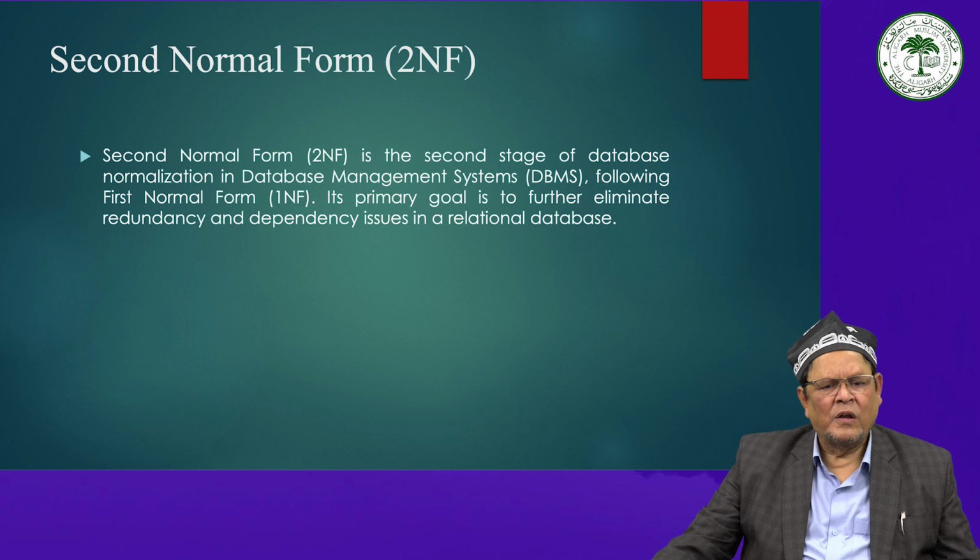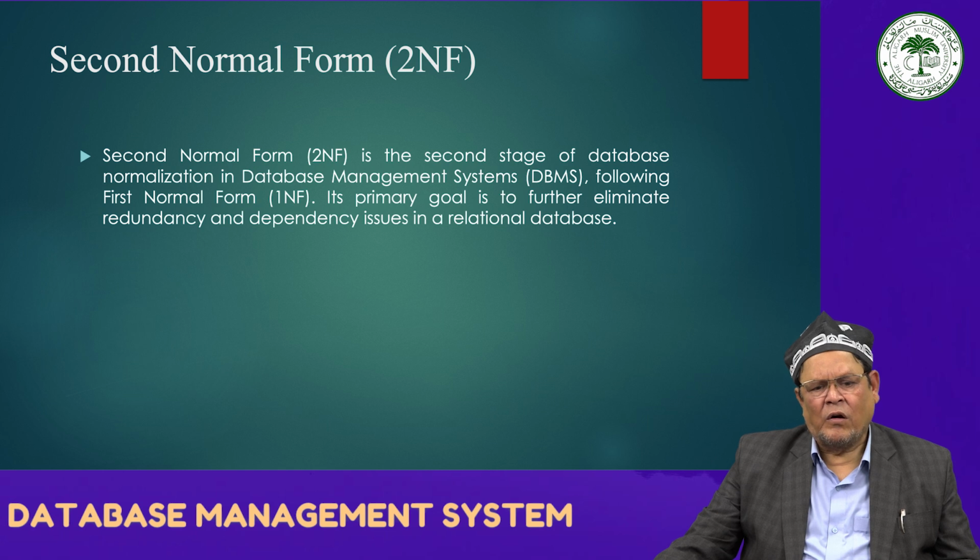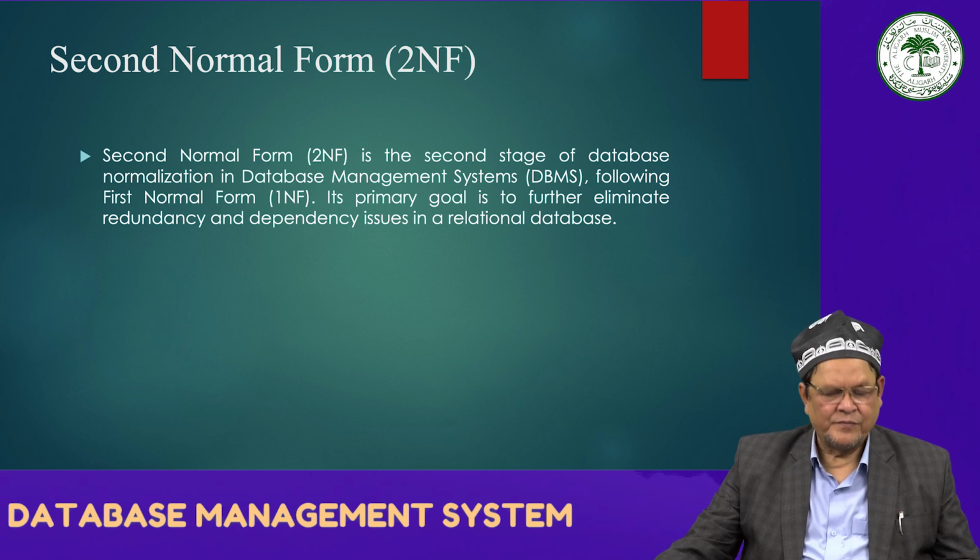Overall, achieving second normal form helps ensure that data is organized efficiently and accurately, laying the groundwork for higher levels of normalization and enhancing the overall quality and performance of the database.